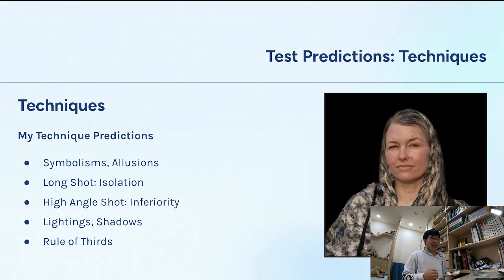I think the techniques that will come up, I think there will be symbolism and allusions that you can make in a lot of photographs. I'm guessing that it might just be a long shot and high angle shot to show isolation and inferiority, but that's maybe a wild guess. It's just my prediction.